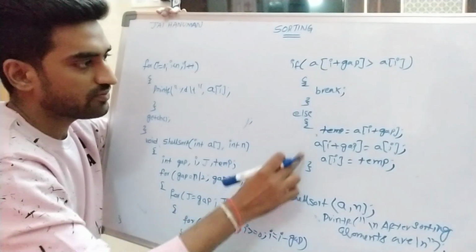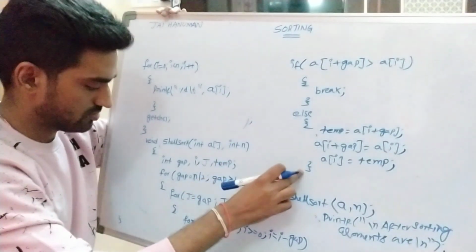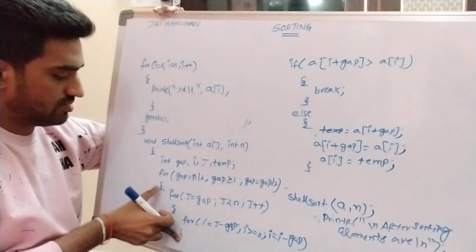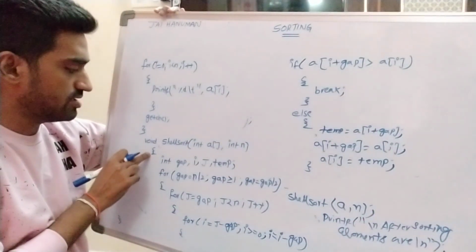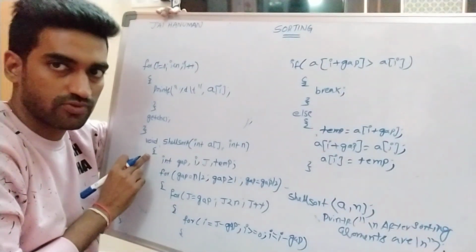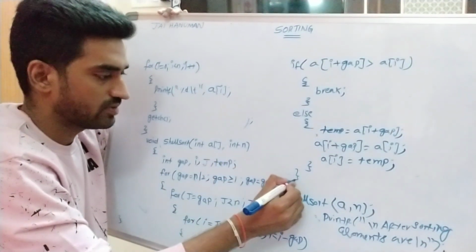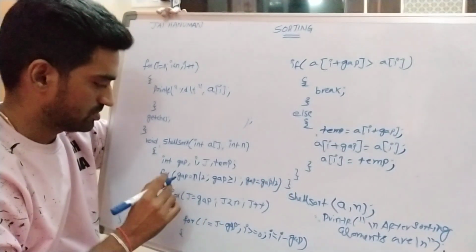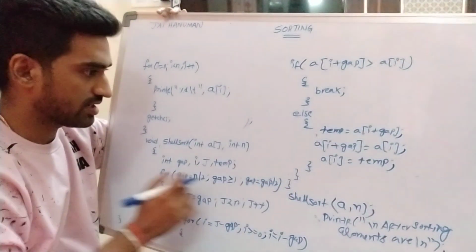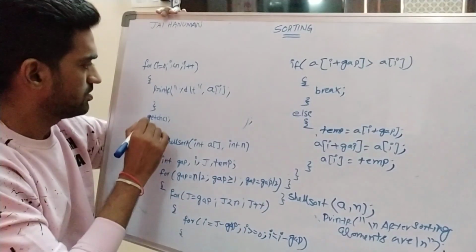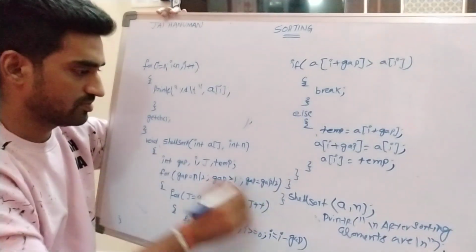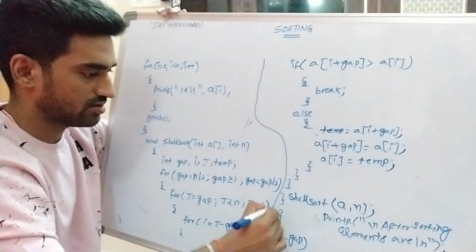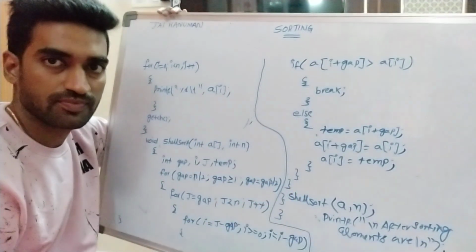After completion of this else part, we close this loop, and finally we close the shell sort function definition. So four close braces: one is for the i loop, one for the j loop, one for the gap loop, and one for the entire function definition. So this is the function definition.